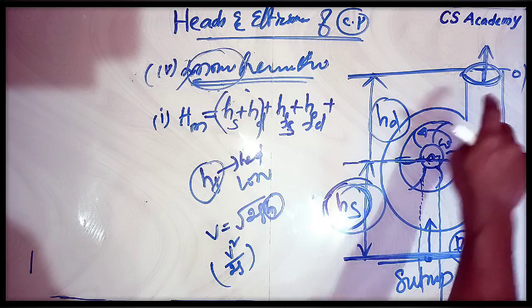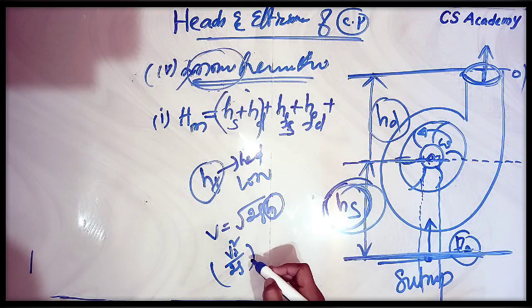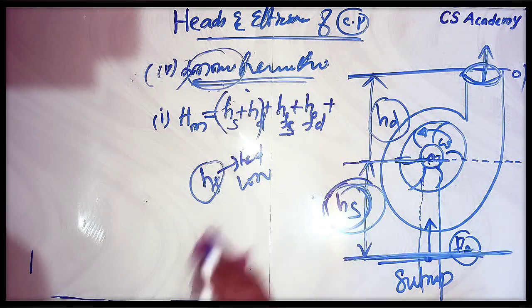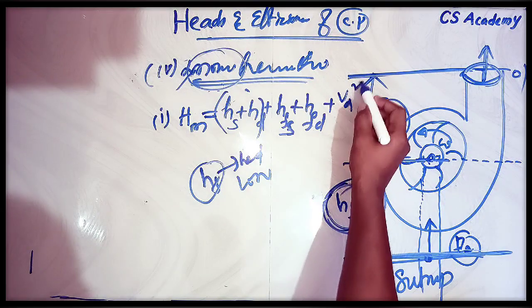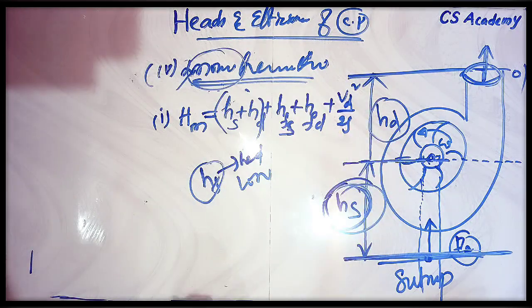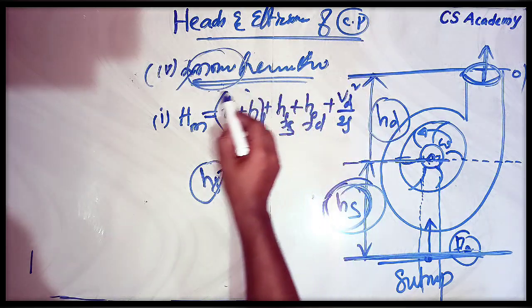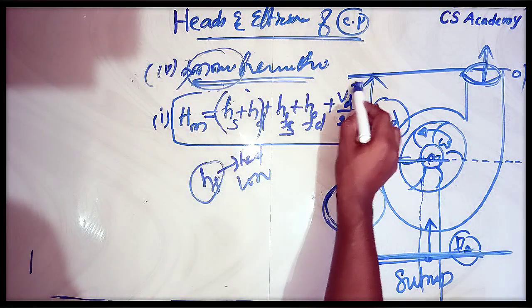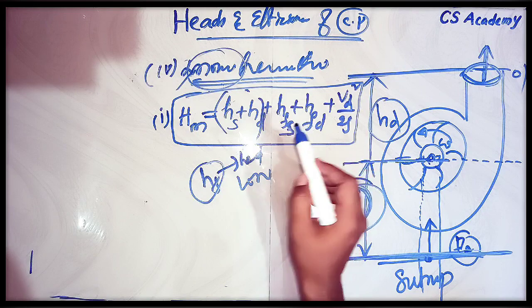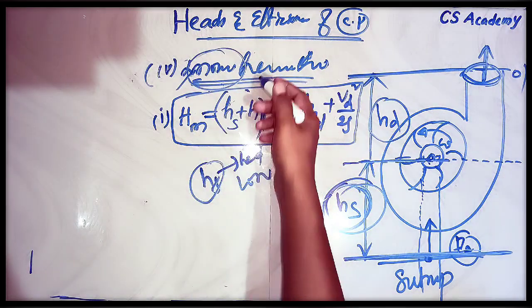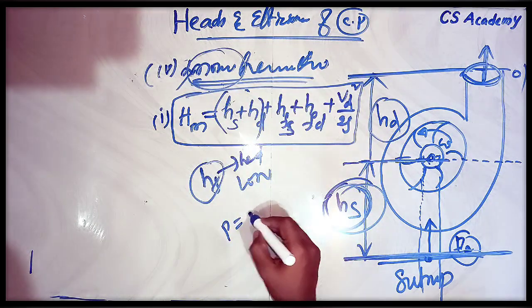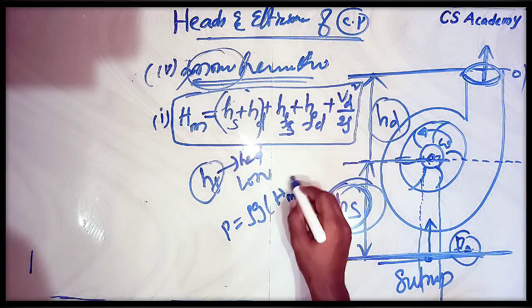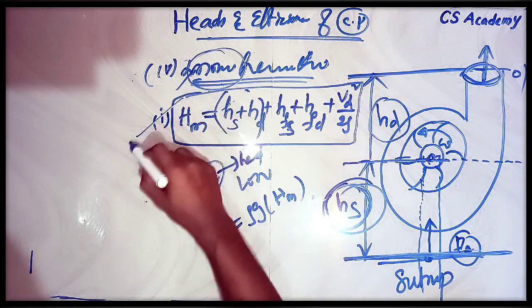Here I am considering delivery, so I will put the d. I will write this as Vd square by 2g. This is the total head developed by this centrifugal pump, that is, the total head developed by the centrifugal pump is nothing but the manometric head. With the help of this manometric head, we will calculate the pressure developed by the centrifugal pump, that is rho g into Hm. This is one way of calculating the manometric head.